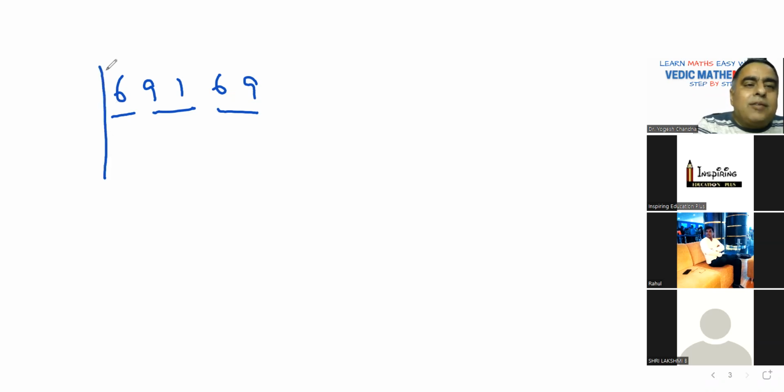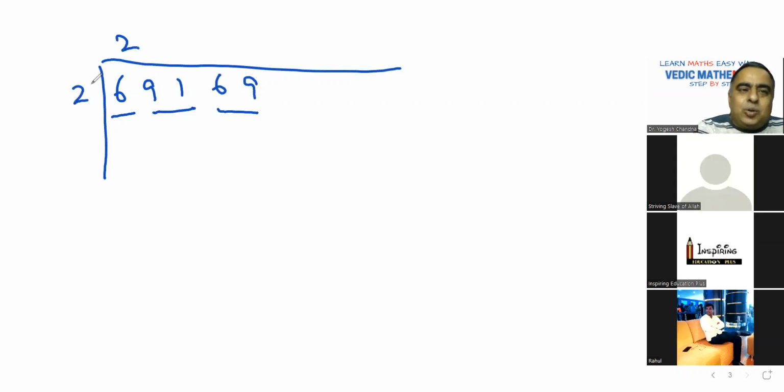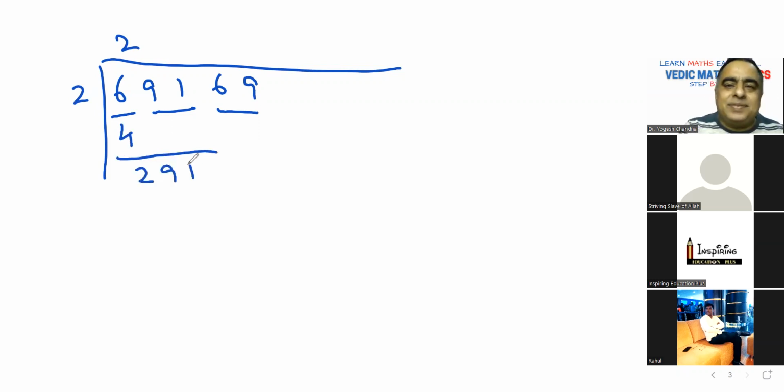Now we have to put 0. No, not required also. So okay, what is the nearest square for 6? 4. 2 2s are 4. Any doubt up till here?